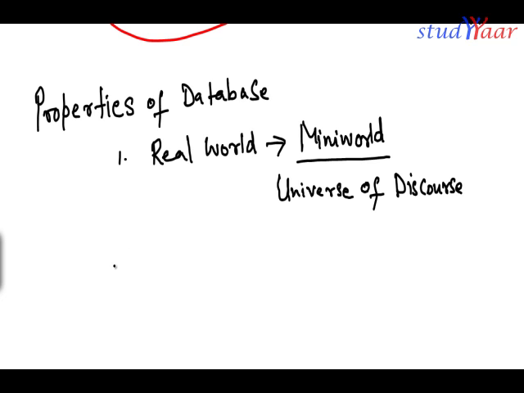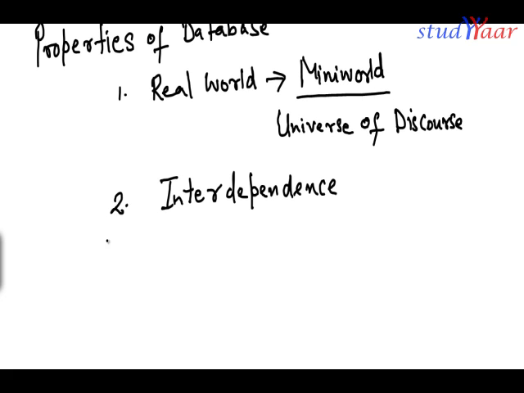The second property is that the collection of the data is interdependent. Random data about random things doesn't constitute a database. So obviously we've already taken a look at the interdependence. We have found the interdependence on the basis of which we have classified this collection as a database. So we won't waste more time here.